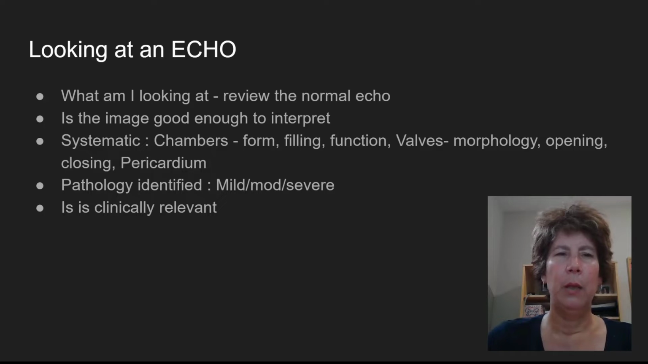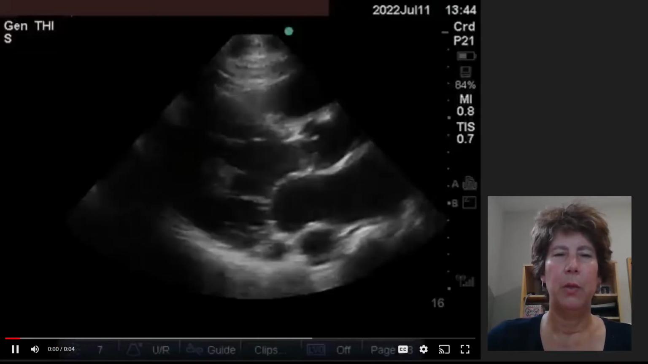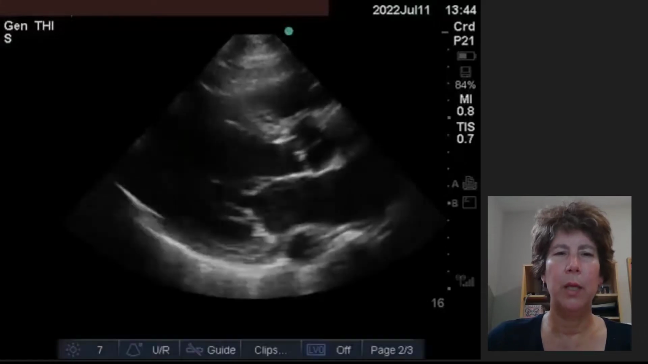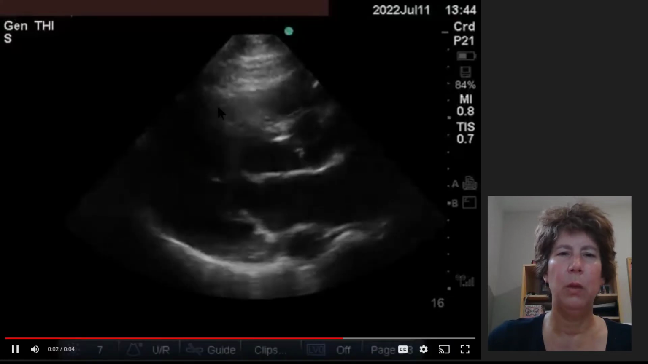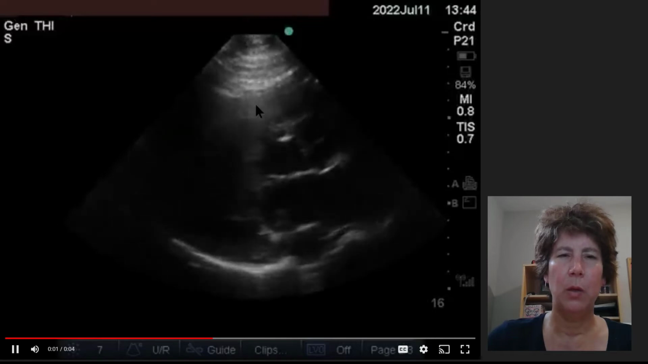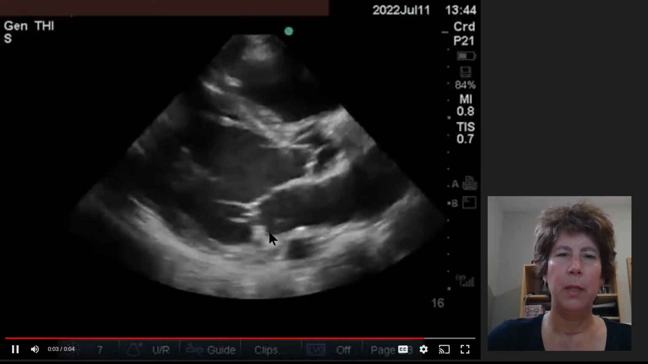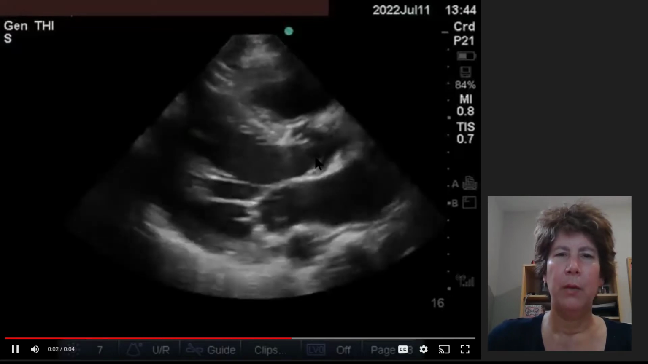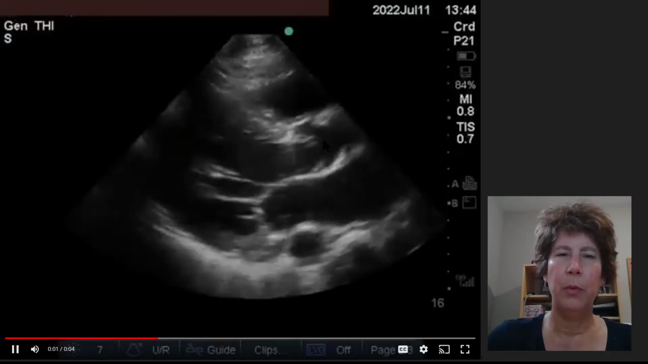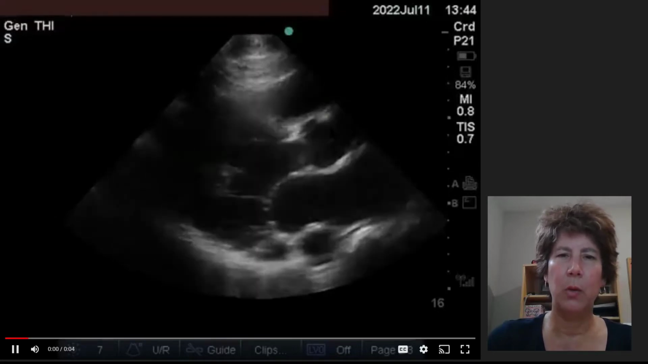You were going to look at the echo and tell me whether the echo was of good enough quality to interpret, and then do a systematic review of all of the aspects of the heart. So what did we think about this parasternal long axis? What is the quality of this image? As you all pointed out, there was some dropout on this wall, but for the most part, this is a reasonable parasternal long. This is really the base of the heart that we're looking at. We want to be able to see the atrium, mitral valve, aortic valve, and that outflow tract. To improve the quality of this picture, I could have had a little bit more ascending aorta in here.